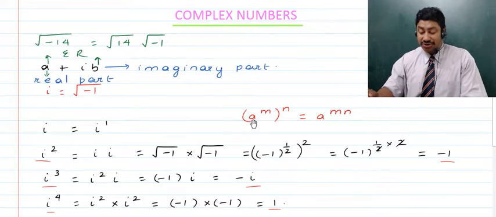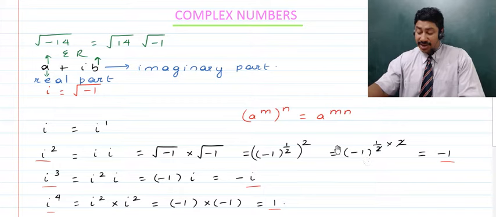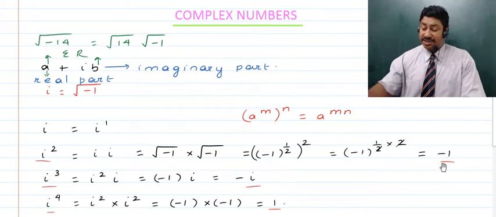Now, since a raised to the power m whole raised to the power n is given by a raised to the power m into n, this will be minus 1 raised to the power 1 upon 2, which will be multiplied with 2. Both of these numbers being identical will get cancelled. As such, you will just be left with minus 1 raised to the power 1, or just minus 1. So as such, i squared becomes equal to minus 1.